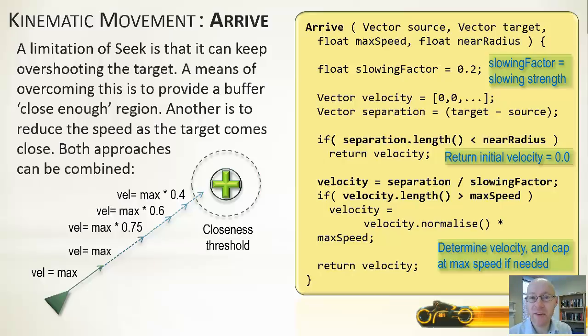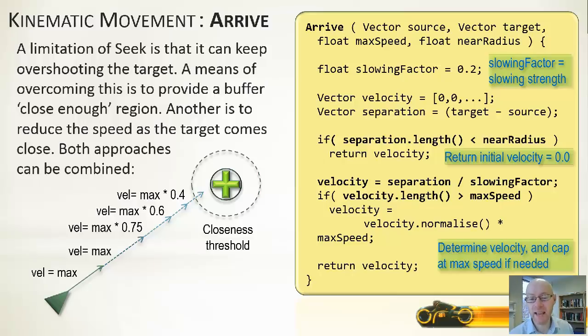Work out our separation vector then, same as before, target minus source. So this will give us a vector from where we're at to where we want to go to. So there, if we take the length of that vector, that is the distance we are away. And if we normalize that vector, that is the direction of which we're going to travel.